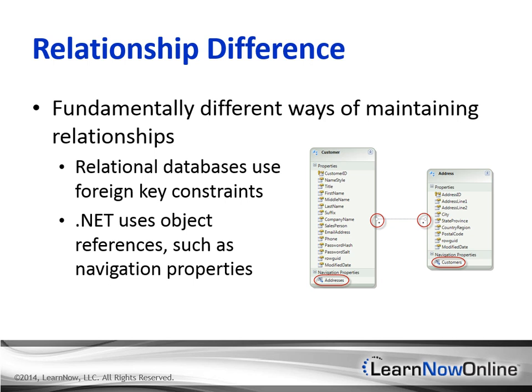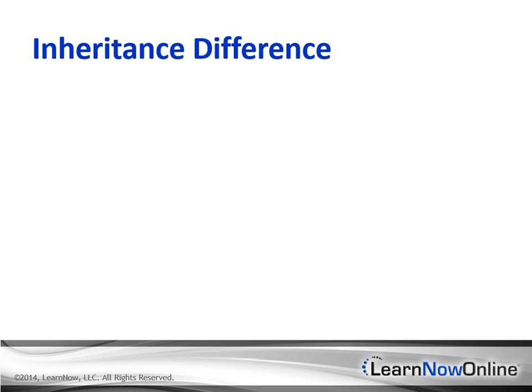Okay, so bottom line of all this is that there's quite a difference between how a database stores data and how an application represents the data as entity objects in memory and relates the data. Big differences. Next difference I want to talk about is inheritance differences.